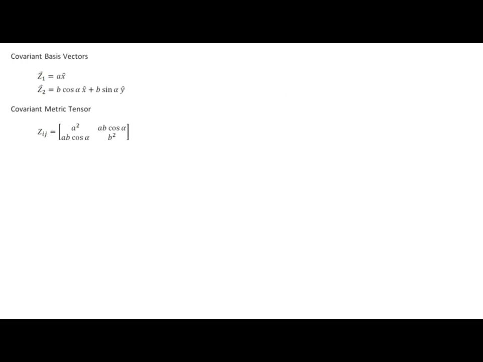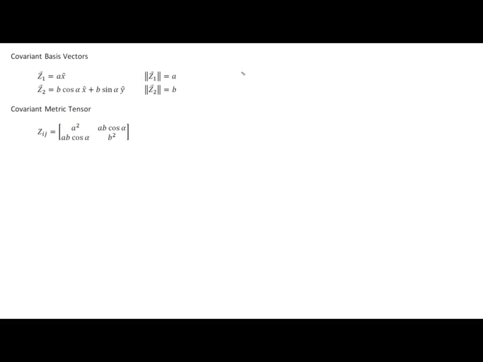So that represents our covariant metric tensor, and it looks just like this. Next, as before, if we look at the square root of the diagonal elements, we're going to get the magnitude of each of our basis vectors. And of course, this is consistent with what we already know. We analyzed earlier that the length of each of these basis vectors is going to be equal to the corresponding scaling factor, and indeed it is.